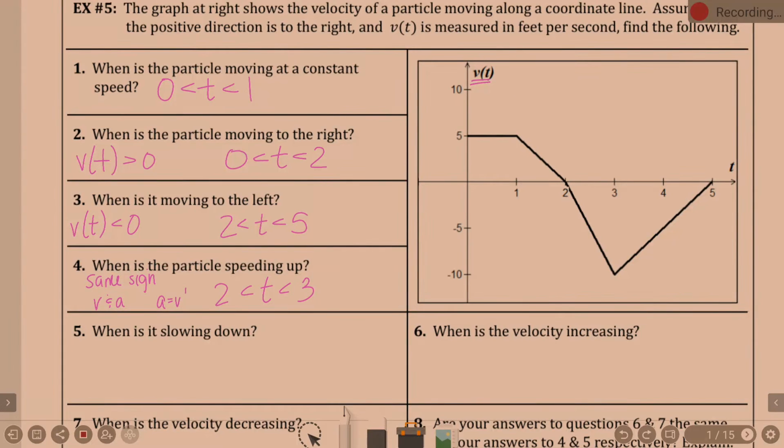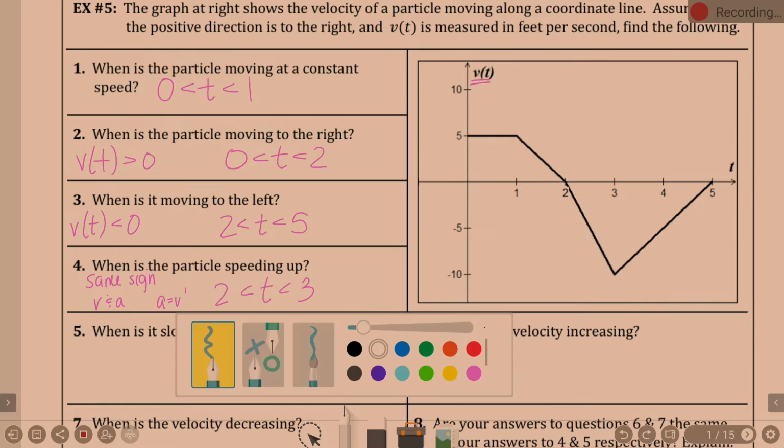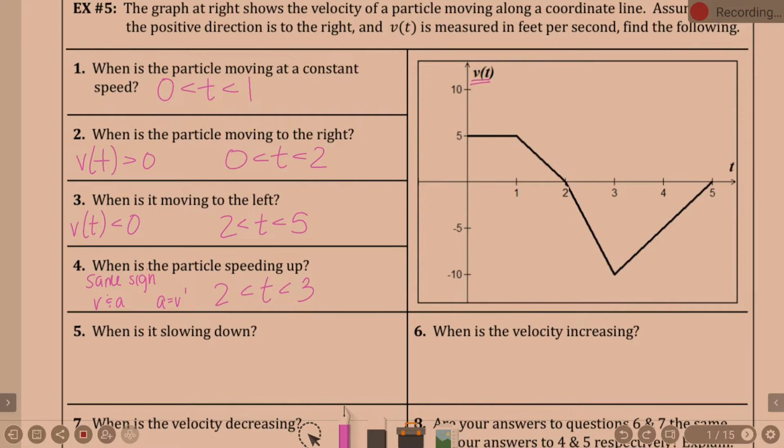So we had answered 4. And 4 was when is the particle speeding up. So that should be your hint to figuring out when it's slowing down. Now, pause that thought. Do I need to address 4 a little bit better? Because I feel like I flung that answer up, and okay, it's coming back to me now.